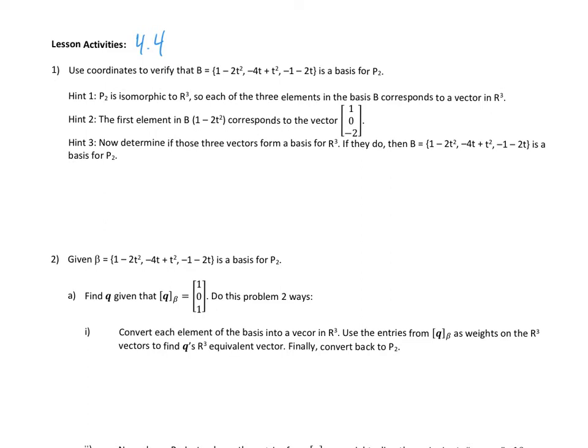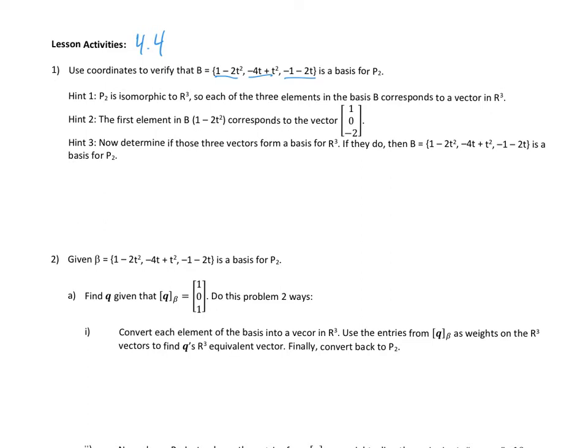And a basis, remember, is a linearly independent spanning set. So those 3 vectors, or polynomials, have to be linearly independent, meaning none is a linear combination of the others. And they have to span all of P2, meaning you can build any polynomial of degree 2 or less by taking a linear combination of these 3.